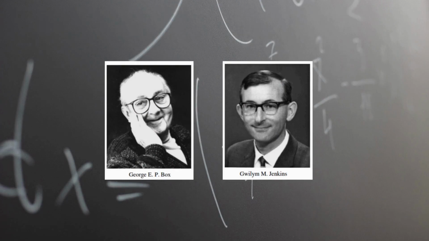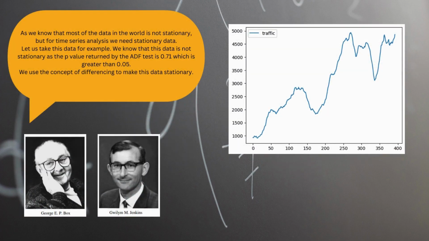George Box and Gwilym Jenkins were the first to propose integration, that is, differencing of non-stationary data to make it stationary. A lot of real-world data is not stationary, but for time series analysis, we need stationary data. Take a look at this sample data. After applying the ADF test, the p-value returned is 0.71, which is much greater than 0.05. Thus, this data is not stationary. We'll use the concept of differencing to make this data stationary and suitable for time series analysis.